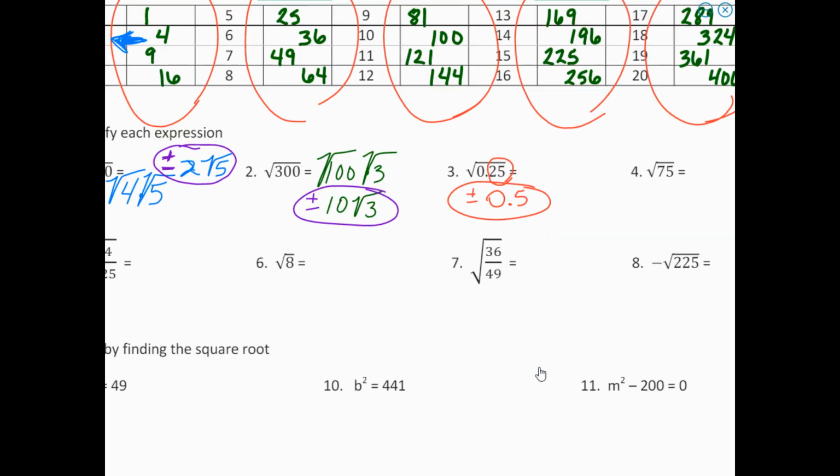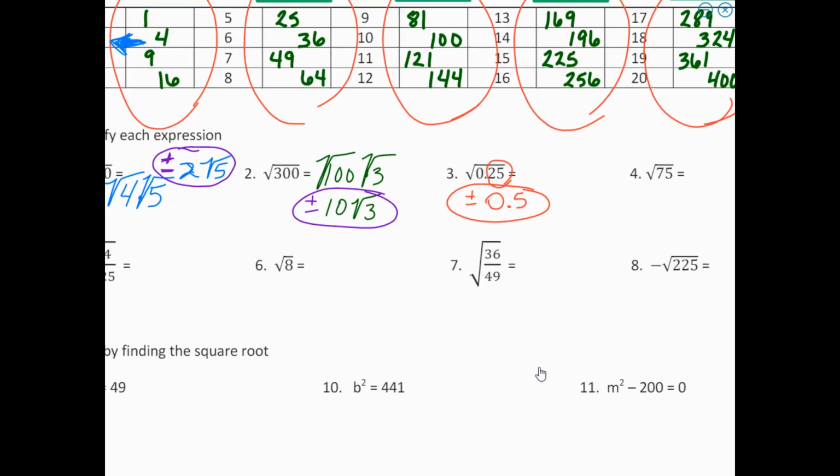So look at number 7. What do you notice about those two numbers? They're both perfect squares. So what is the square root of 36? 6. What is the square root of 49? 7. Okay, it still stays a fraction. You just simplify them individually, and it's still plus or minus. So it's plus or minus 6 over 7.